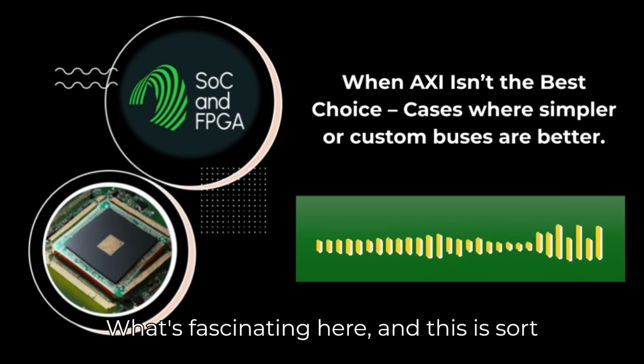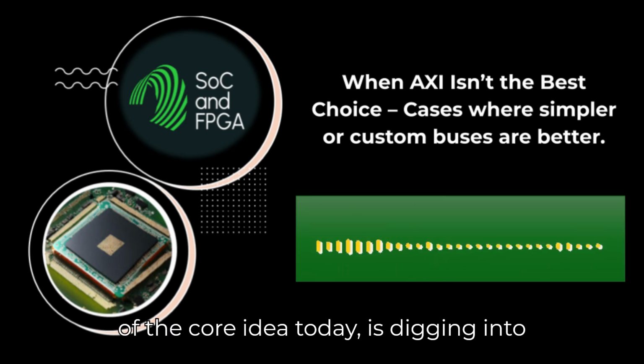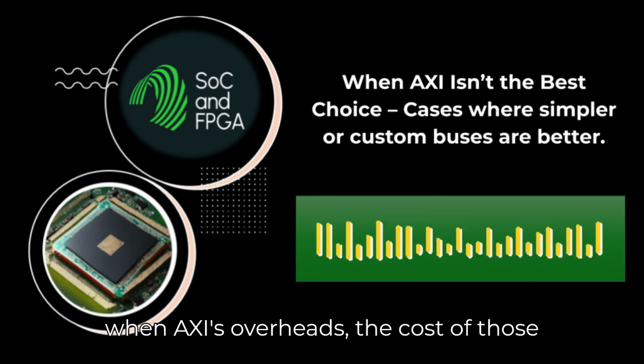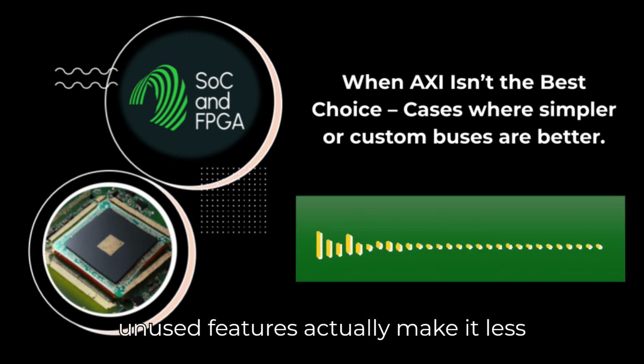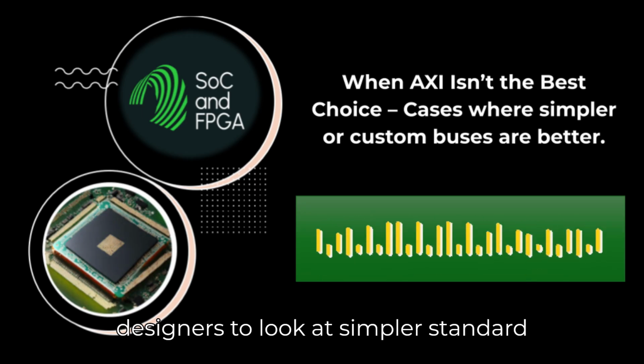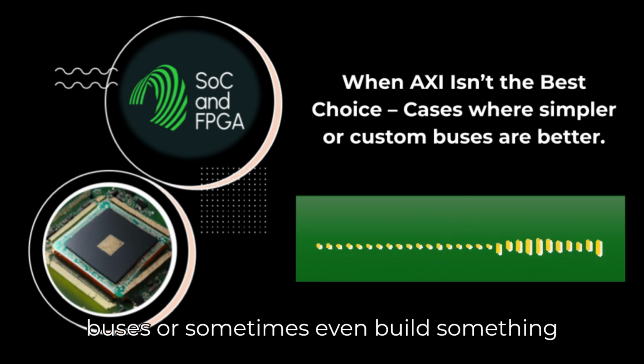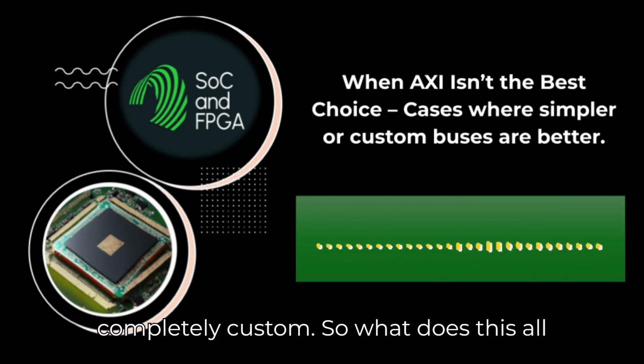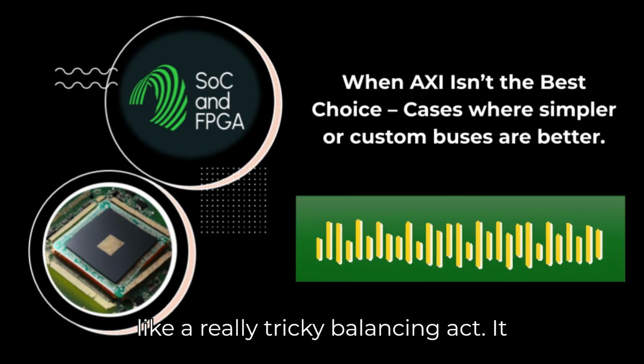What's fascinating here, and this is sort of the core idea today, is digging into when AXI's overheads, the cost of those unused features, actually make it less than ideal. And that's what pushes designers to look at simpler standard buses or sometimes even build something completely custom. So what does this all mean for the designers, then? It sounds like a really tricky balancing act.